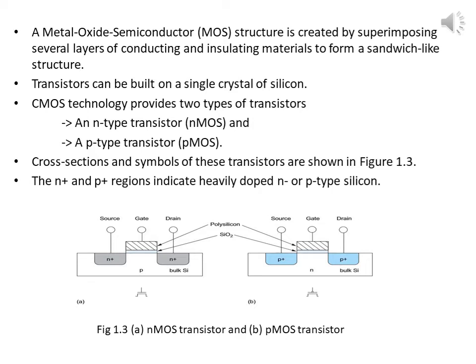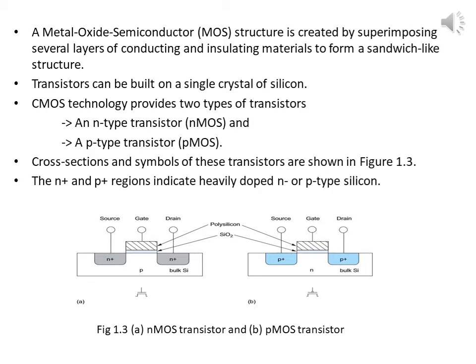The CMOS technology provides two types of transistors, an N-type transistor which is named NMOS and a P-type transistor which is named PMOS. The transistor operation is controlled by an electric field, so the devices are also called metal oxide semiconductor field effect transistors, and we name them MOSFETs, or simply FETs.